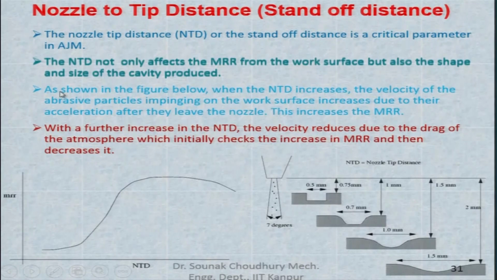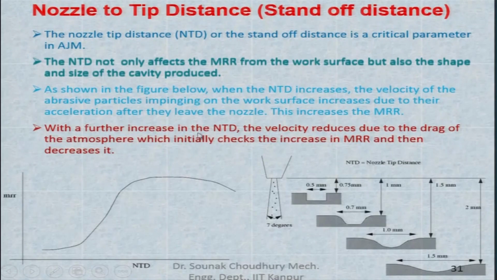So, once again, when we are increasing the nozzle tip distance, the velocity of the abrasive particles on the work surface increases due to their acceleration after they leave the nozzle. Therefore, the shape that we are getting with an appropriate nozzle tip distance gets deteriorated as the nozzle tip distance increases, and this increases the material removal rate, of course.